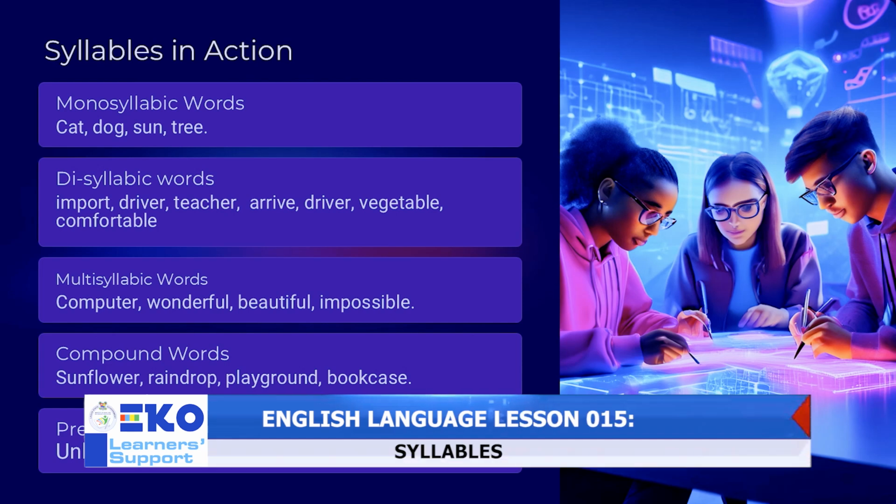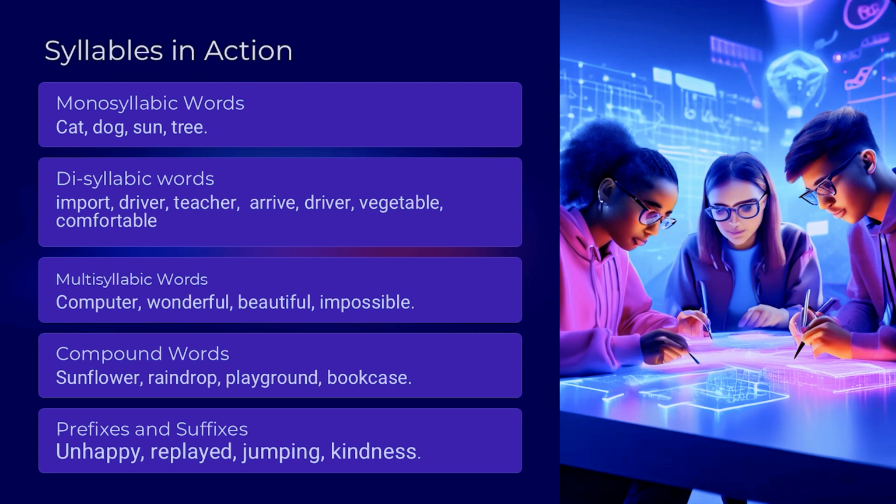Let's look at examples of monosyllabic words. We have cat, dog, sun, tree. What that means is that we have only 1 syllable in each of these words. From the word mono, mono means 1, which means 1 syllable. Disyllabic, which is also the same thing as bisyllabic, that is 2-syllable words. Import, driver, teacher, arrive. All these are examples of 2-syllable words.